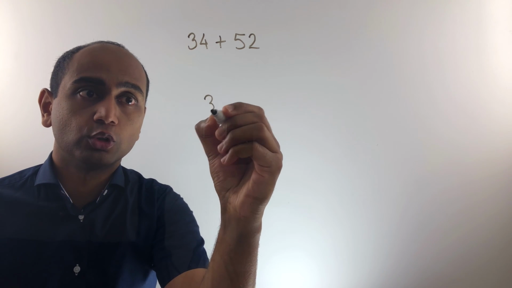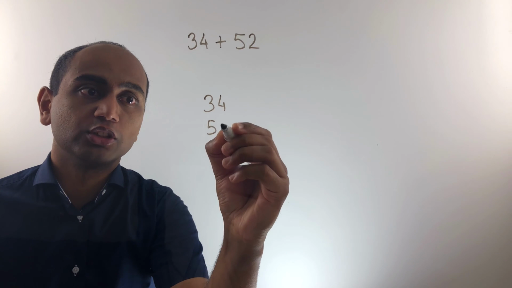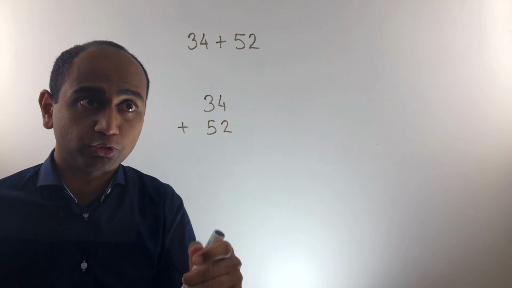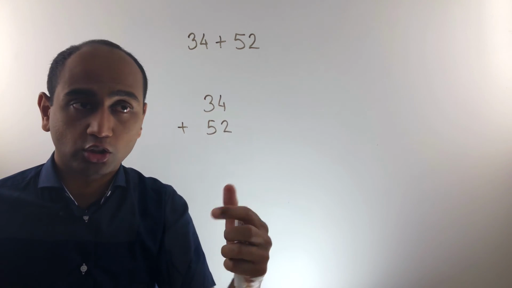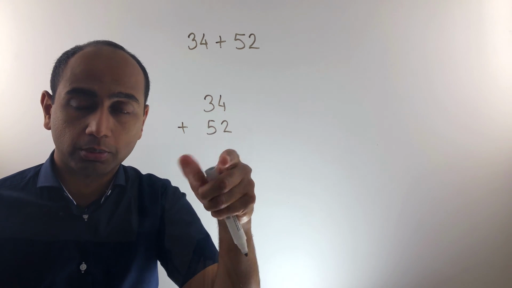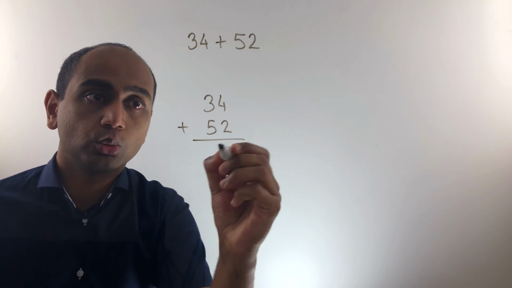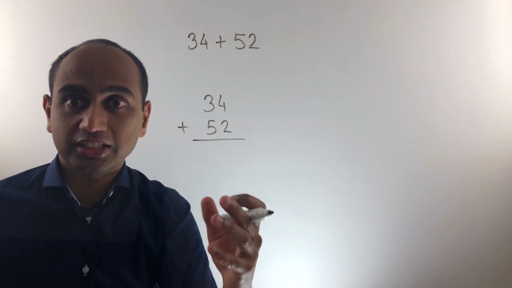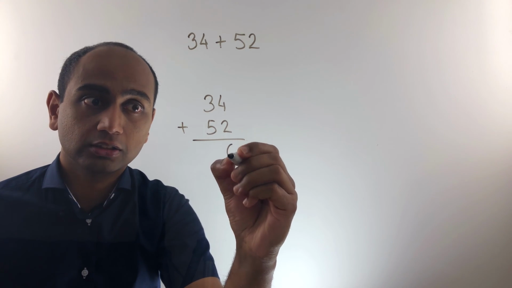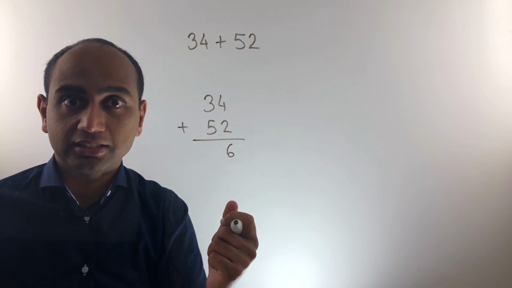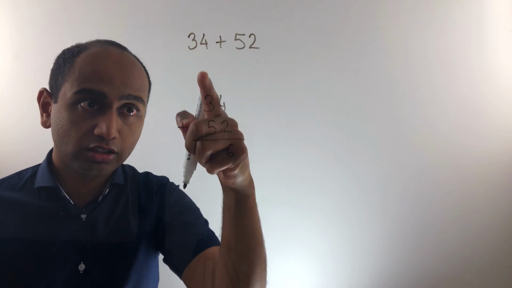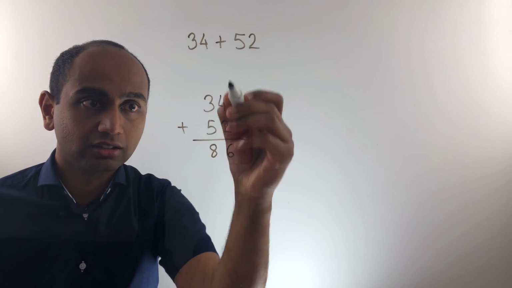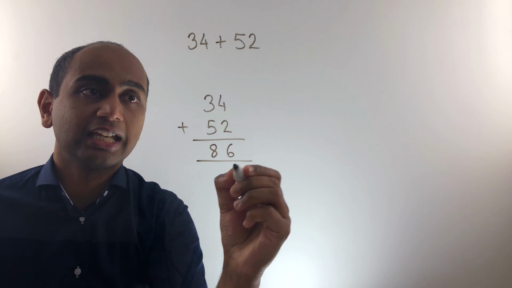So I'm going to write 34, and I'm going to write the 52 directly underneath it. Now, it's really important that the place value columns are lined up. So I've got my units column, or the ones column, and the tens column perfectly in line. Now we can add these up. 34 has 4 units, 52 has 2 units, so altogether I've got 6 units. 34 has 3 tens, 52 has 5 tens, so if I add those up, I'm going to end up with 8 tens, and I've got 8 tens and 6 units altogether, which means I've got 86.